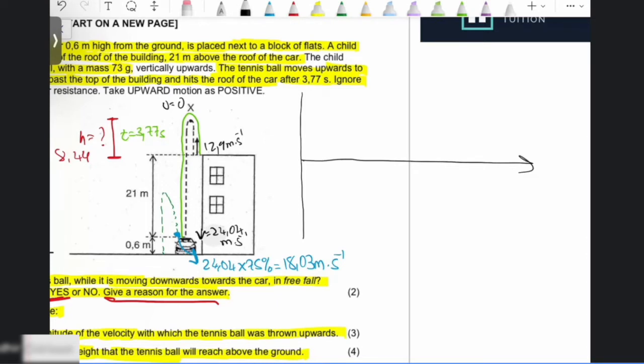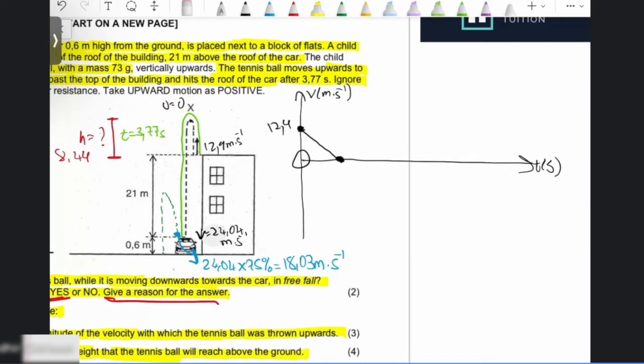Okay, so things that we were supposed to know. First up, we started at 12.9 meters per second. So we say, okay, positive, because we're taking up as positive, so that's 12.9. Remember, this is the velocity time graph. So basically, we don't know how long it takes for us to get to the maximum height, because that's the maximum height there where our velocity is 0.